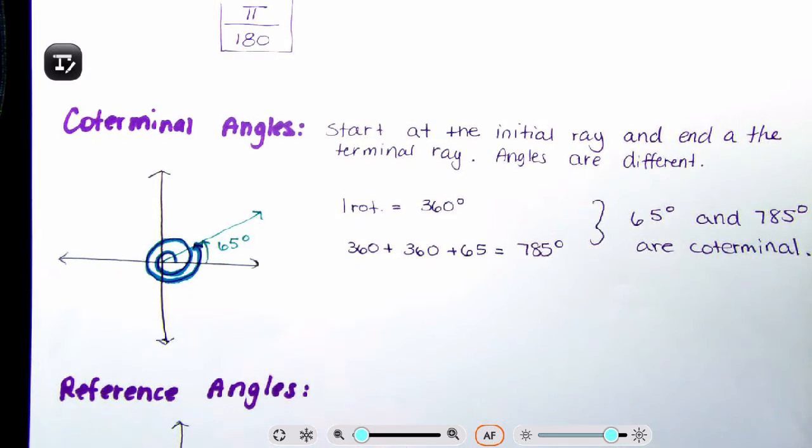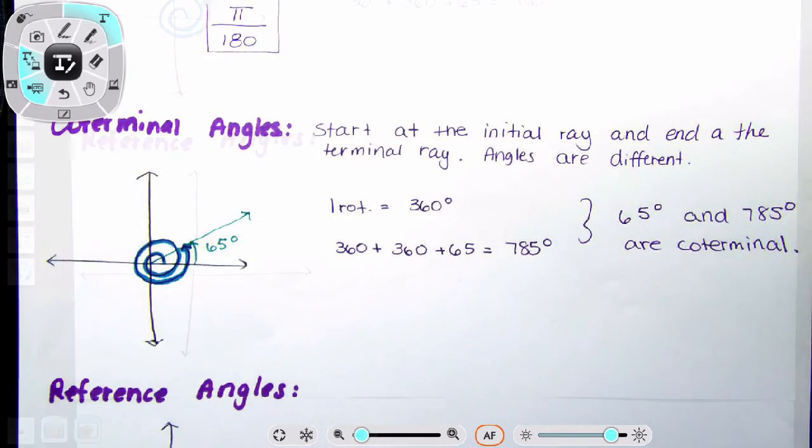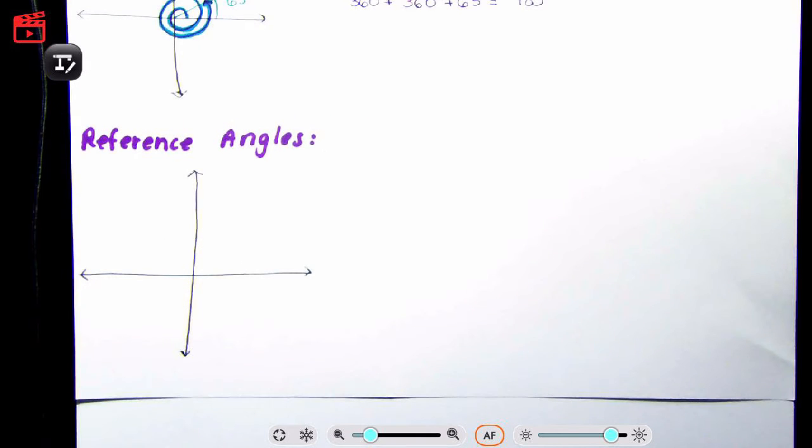We'll do more examples here in just a bit. Moving on to reference angles. Now, reference angles are different than coterminal angles by a lot. For reference angles, there are some rules that we have to follow.